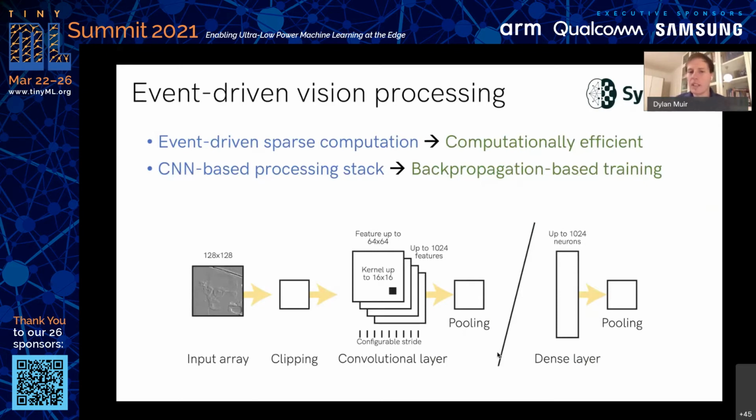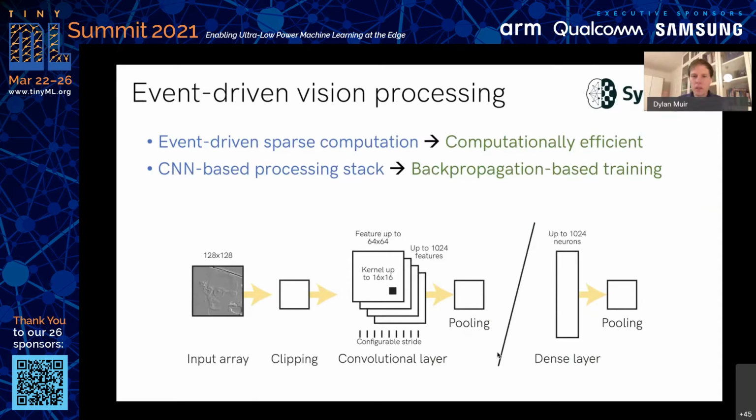We can reconfigure the number of features, the kernel sizes and strides, and so on. And each of these cores operates asynchronously and independently. So we can configure an architecture with as many or as few convolutional layers and cores as we like, and we therefore support any standard convolutional architecture.